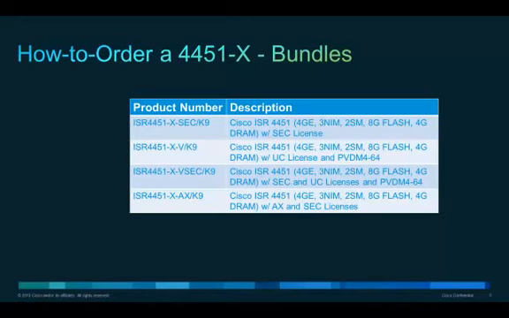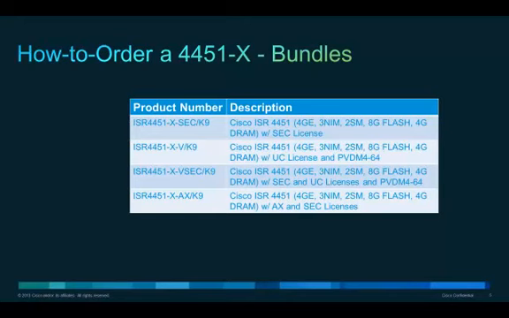The 4451X-V or voice bundle is going to include basically your base system with a UC license and an entry-level PVDM4 with 64 channels of capacity. Of course, that can be upgraded to a higher capacity PVDM4 at the same time. We also have the VSEC bundle, same thing as on the ISR G2. It's going to include both a base platform, SEC, UC licenses, and that PVDM4 64. Of course, any of these can be upgraded when you configure the bundle.